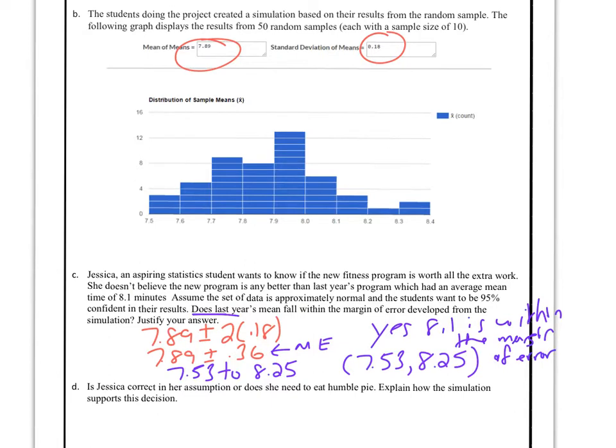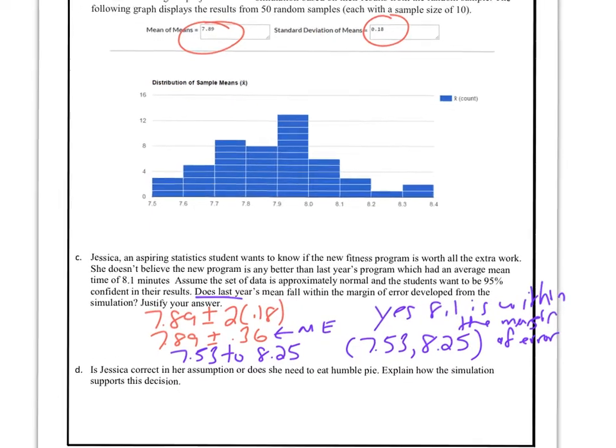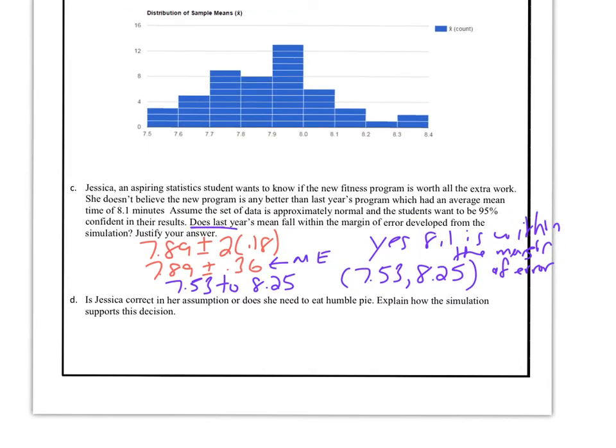So yes, 8.1 is within the margin of error. When it says justify, you just need to show your work, which we have right here. So now we answer the question where we're using statistics. Is Jessica correct in her assumption, or does she need to eat some humble pie? Is she wrong? Okay, explain how the simulation supports your decision.